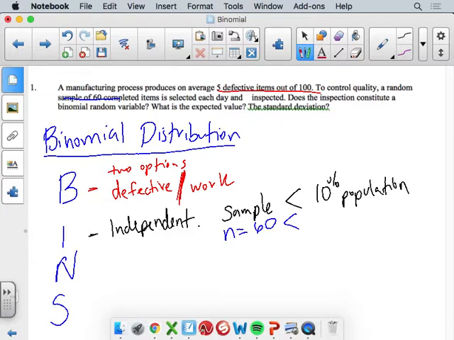So what I'm gonna say is 60 is less than 10% of manufactured items. And it's pretty common practice for the AP test to assume that.